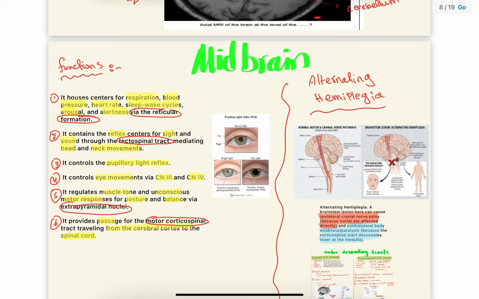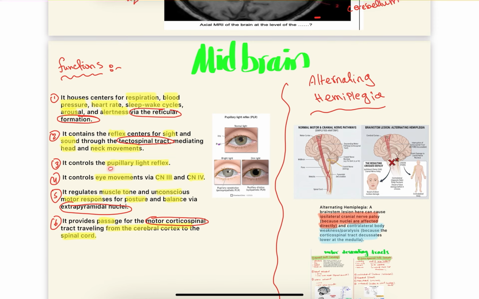Also, what does it do? It helps in your reflexes. What type of reflexes? The sight and the sound. By what? Which tract? Which extrapyramidal tract we talked about in the previous video? Tectospinal tract. Via what? The head and the neck movement. So whenever you hear something or you see something, you move your head and your neck in order to do the reflex and see it.